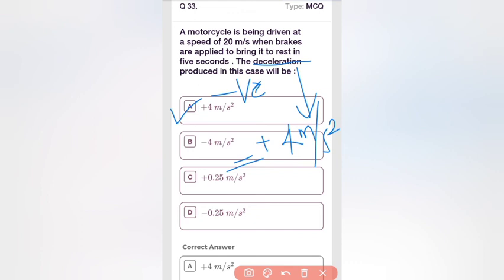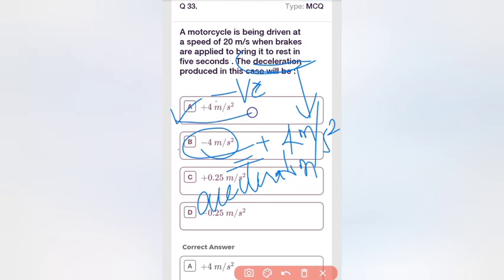Don't get confused. If they ask to find the acceleration, then you need to take it as minus 4 meter per second square. But here they have already given it as negative acceleration. So already it has the negative value. So therefore it must be negative of negative, which is positive, plus 4 meter per second square. So deceleration, if they ask you to find, or retardation means you have to write the positive value only. Clear?